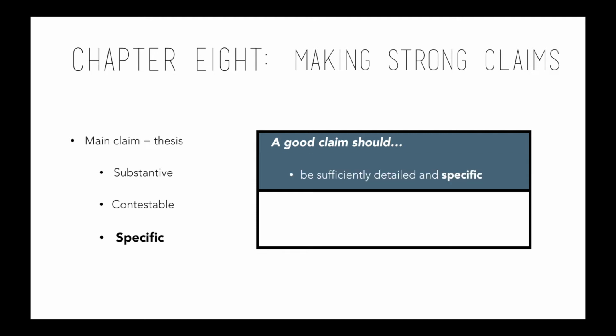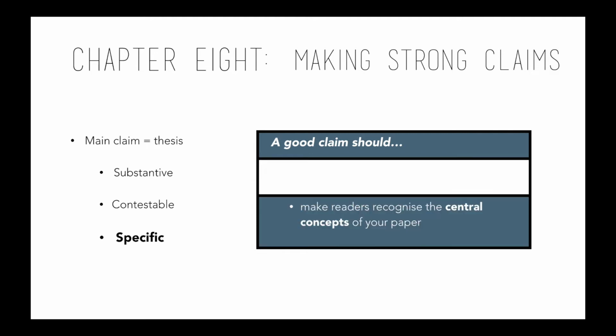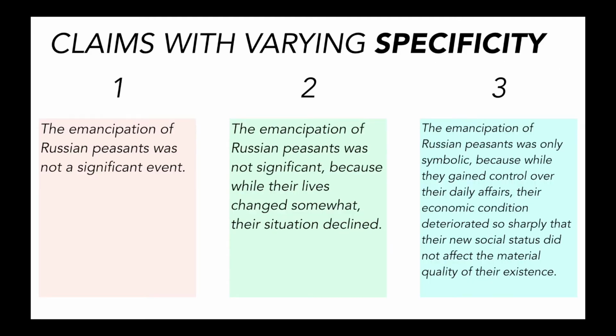It should be sufficiently detailed and specific for the readers to recognize the central concepts that you will develop in your paper. Compare these three claims. 1. The emancipation of Russian peasants was not a significant event. 2. The emancipation of Russian peasants was not significant because while their lives changed somewhat, their situation declined. 3. The emancipation of Russian peasants was only symbolic because while they gained control over their daily affairs, their economic condition deteriorated so sharply that their new social status did not affect the material quality of their existence.